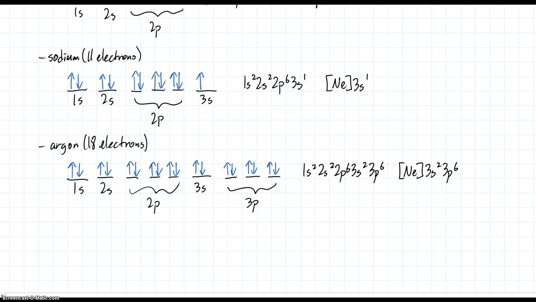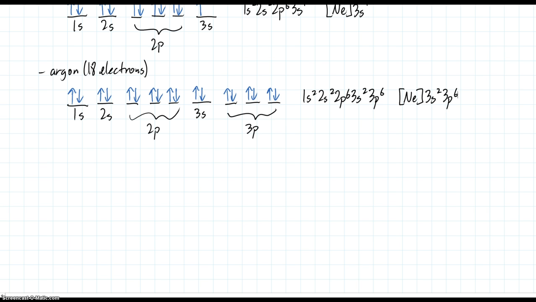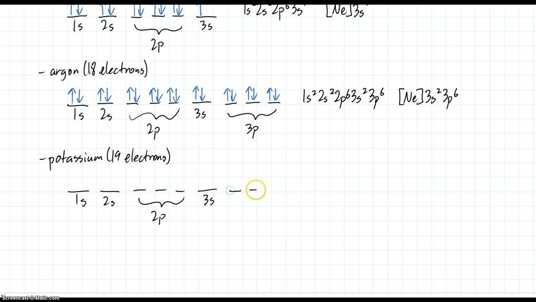We just want to look at a couple other larger ones. Remember, after 3p, according to the diagonal rule, is when we first start getting into something we might not expect. If we were to look at the next largest atom, potassium, with 19 electrons, the first 18 will fill up through the 3p sublevel, just like we saw for argon.